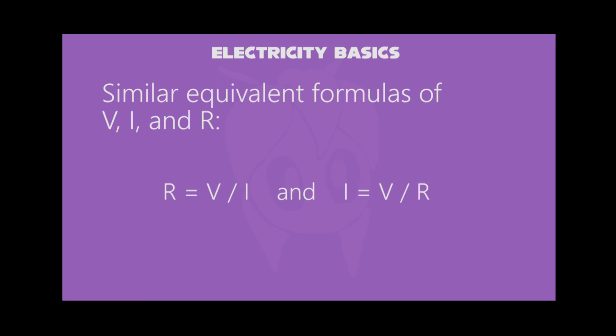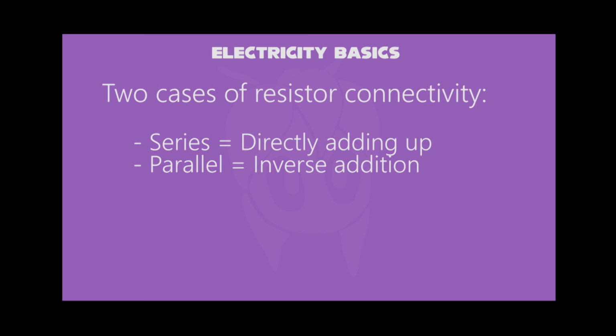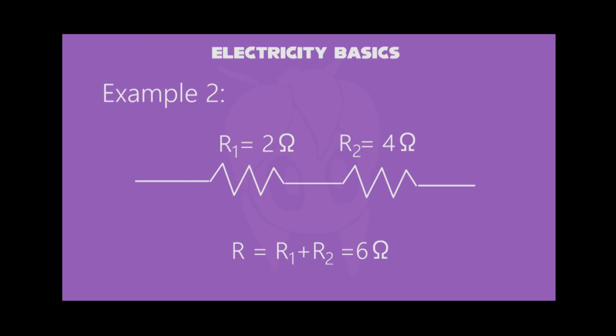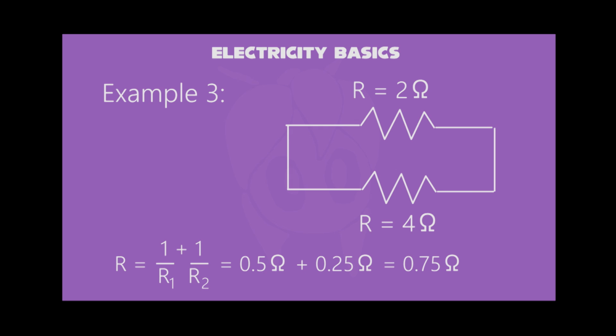Similarly, you can find the other equivalent formulas, like resistance R equals V by I, and electric current I equals V by R. There are 2 cases of resistor connectivity. When you connect them in series, this will add up the resistance. And when you connect them in parallel, this will have an inverse addition of resistance. For example, take 2 resistors, 2 and 4 ohms. In series, we get 6 ohms. And, in parallel, we get 0.75 ohms, that is 0.5 and 0.25 ohms of addition.